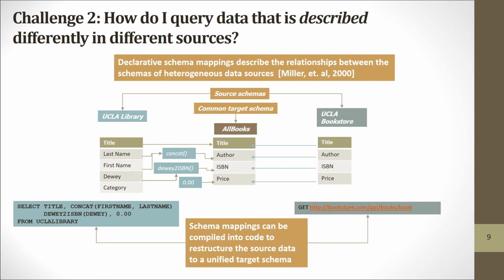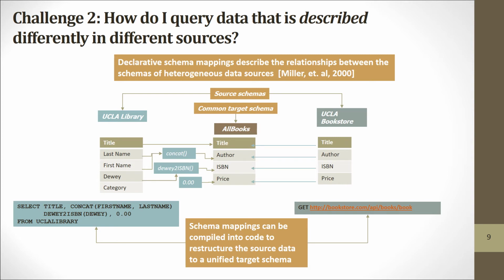Schema mapping is a declarative technique in which each source schema is mapped field by field to the target schema. For example, we can map the UCLA library schema and the UCLA bookstore schema to a target schema that unifies the data across both sources. The target schema includes data that is common to both sources, such as book title, as well as data that may only exist in one source, such as the book price.